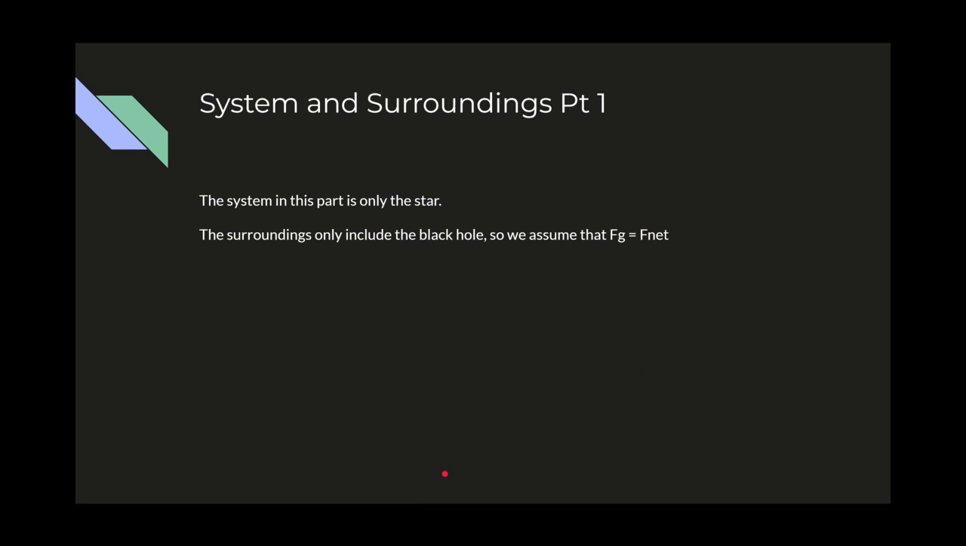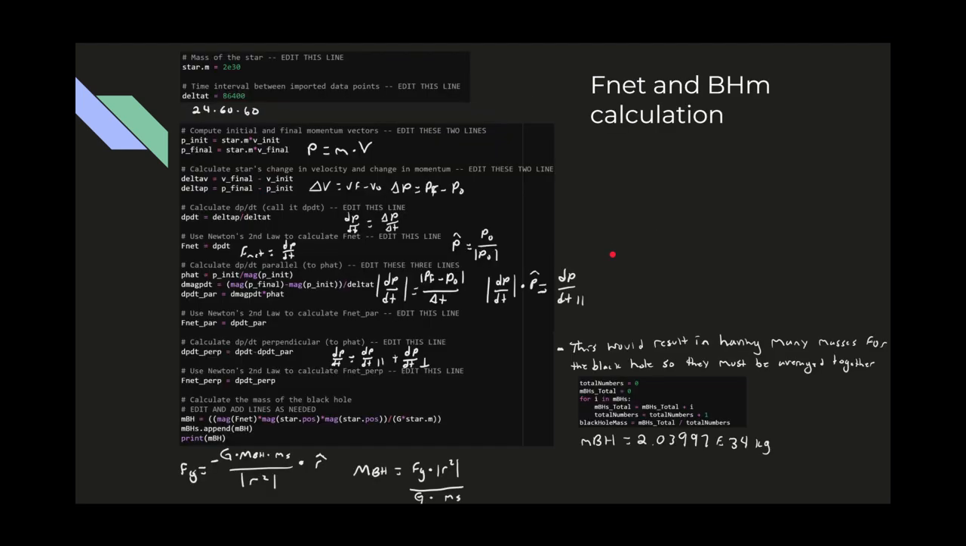In the first part of the experiment, the system will only include the star. We will assume that the only force acting on the object is the gravity of the black hole, as there are no other objects around. This experiment is entirely computational, so we will only be using GlowScript. First, we will input the mass of the star and the change in the time interval, 1 day.